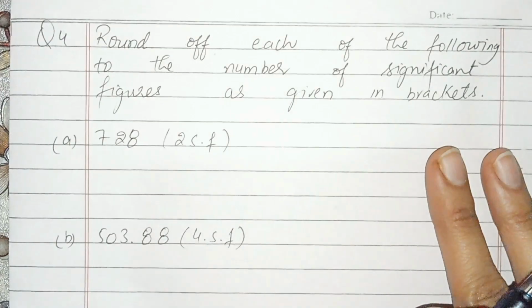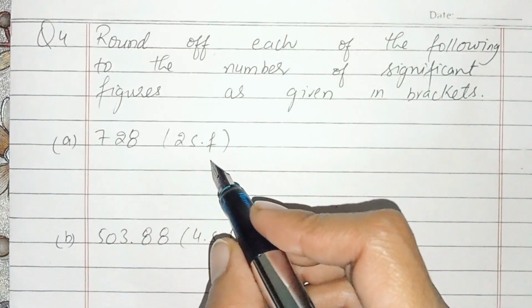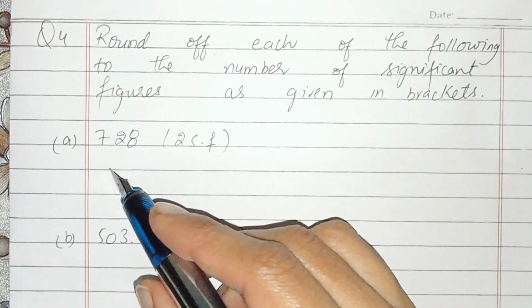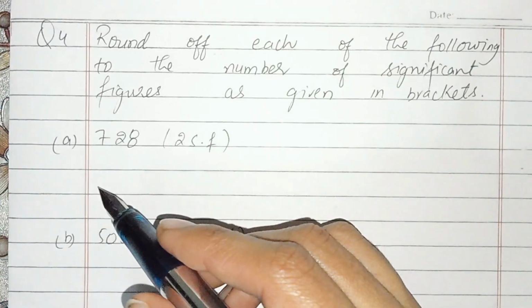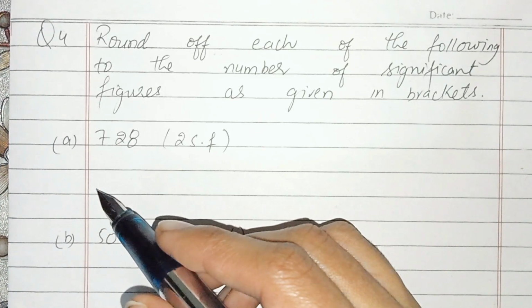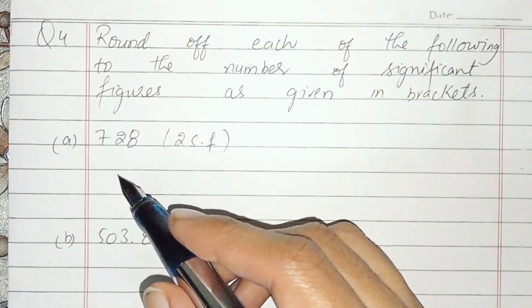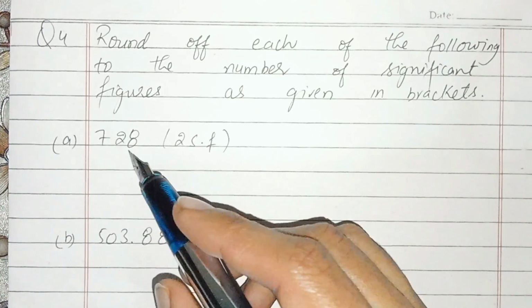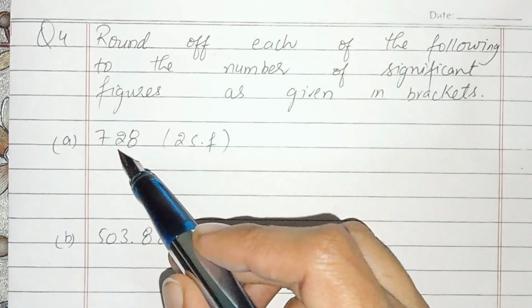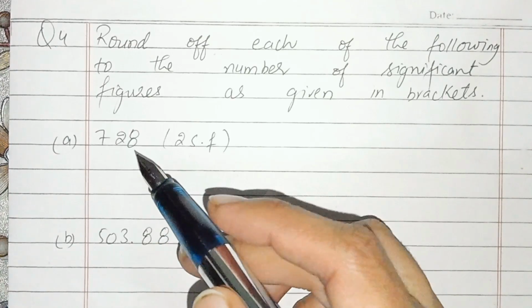Now students, question number 4: round off each of the following to the number of significant figures given in brackets. The significant figures are given in the bracket, and we have to round off these numbers. Rounding off is like, for example, you go to the market and the price is 999, but you have to pay 1000. It means that you have to pay the rounded-off value. Now you know that the significant figures are 2 significant figures. This value we have to round off.